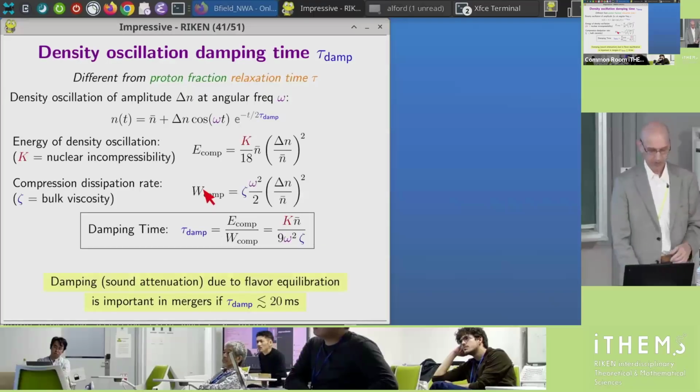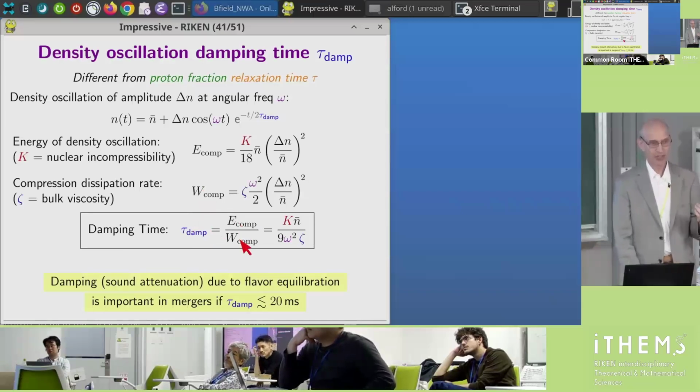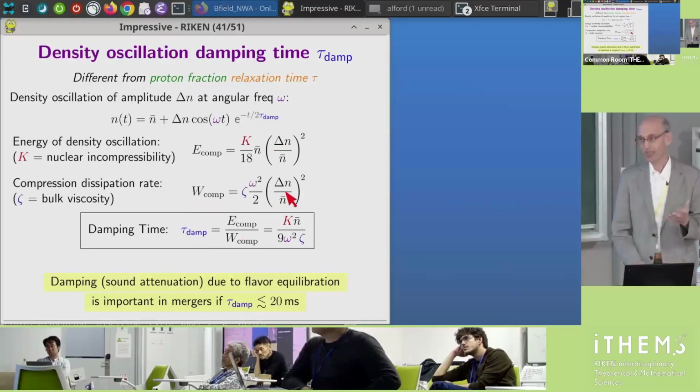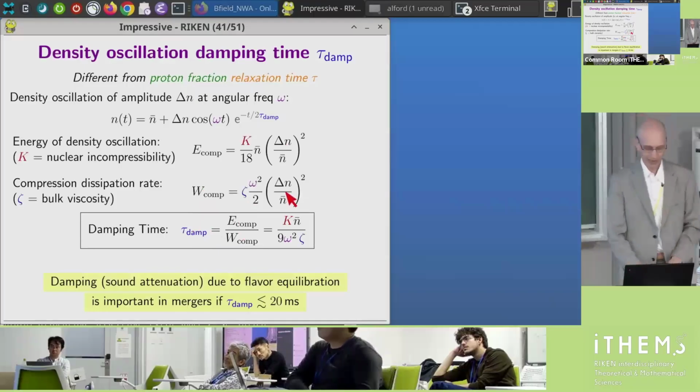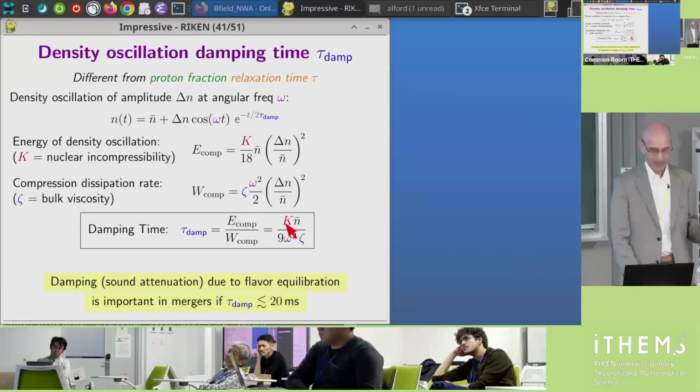Okay, well, that tells you the time scale on which the oscillation will lose a significant fraction of its energy. So the damping time is how much energy the oscillation has stored in it, divided by how quickly that energy is being taken away by bulk viscosity. You divide these two things, and the amplitude cancels out because it's linear response, where amplitudes always cancel out. And basically, apart from some definitional factors, it's the incompressibility divided by the bulk viscosity, right?